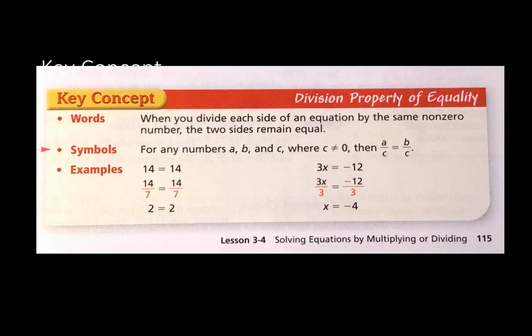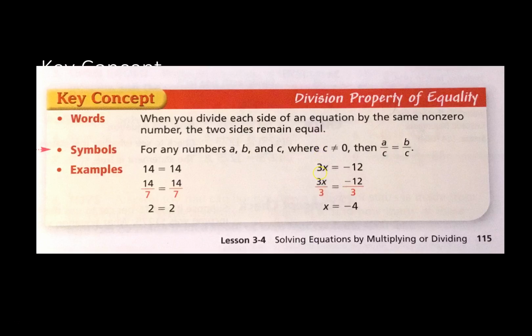Division property of equality. When you divide two sides of an equation by the same non-zero number, it can't be 0 by the way, then the two sides remain equal. So they like to do it with the division symbol, but we'll show you that in a little bit. So you'd have two numbers, 14 and 14. If you divide both by 7, then they're both going to equal 2. So same thing to both sides of the equal sign.